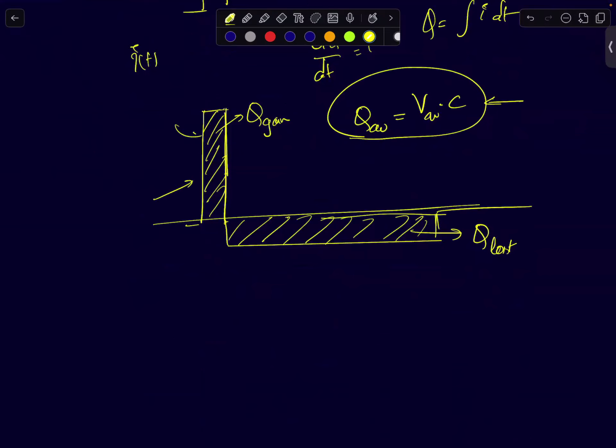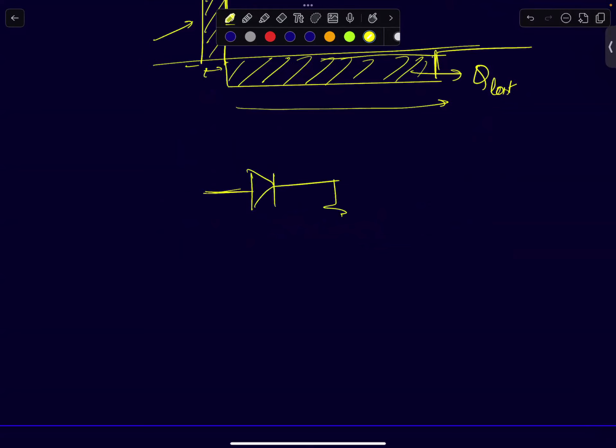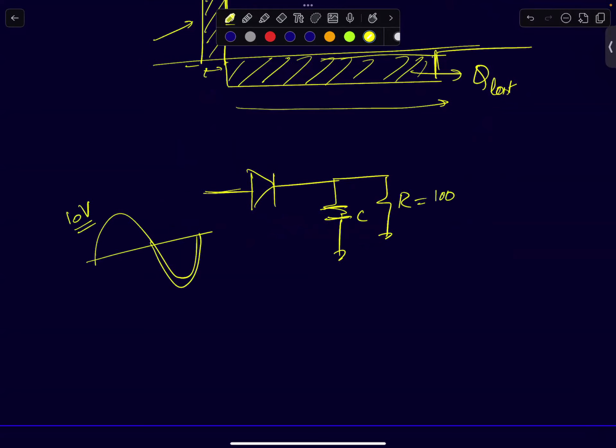So this was the question. I don't exactly recall what the question was, but something like this. You had a capacitor and a resistor. In the problem, it was given, I think, a 10-volt peak signal, and I think the resistor was 100 ohms.